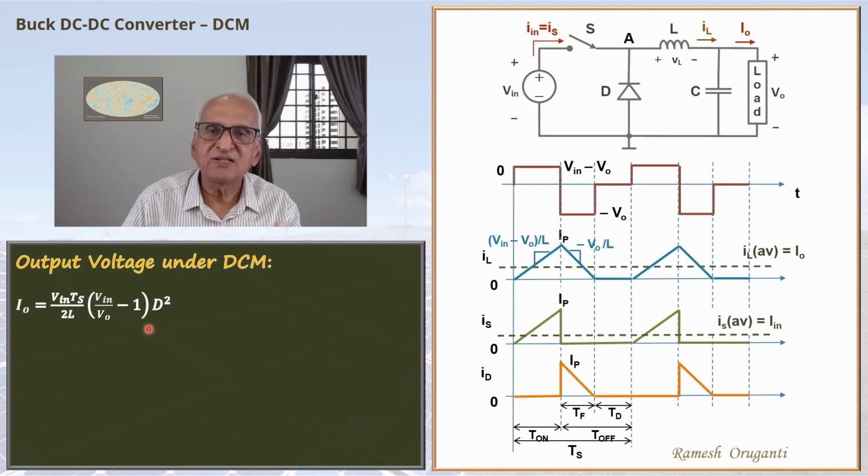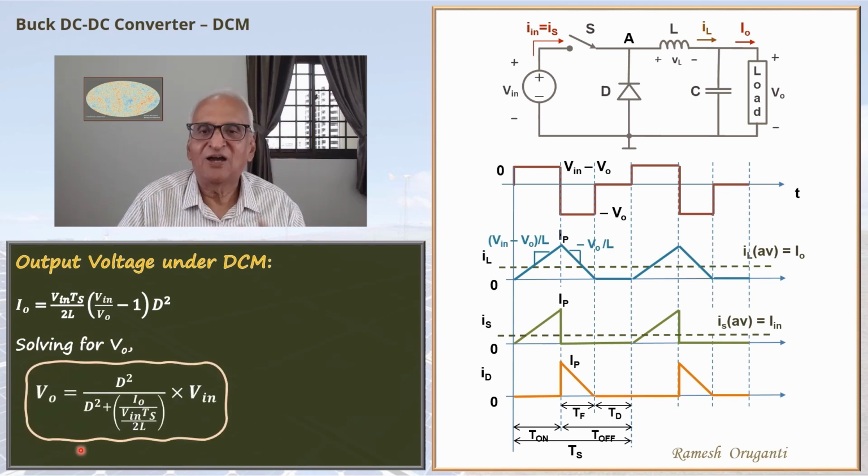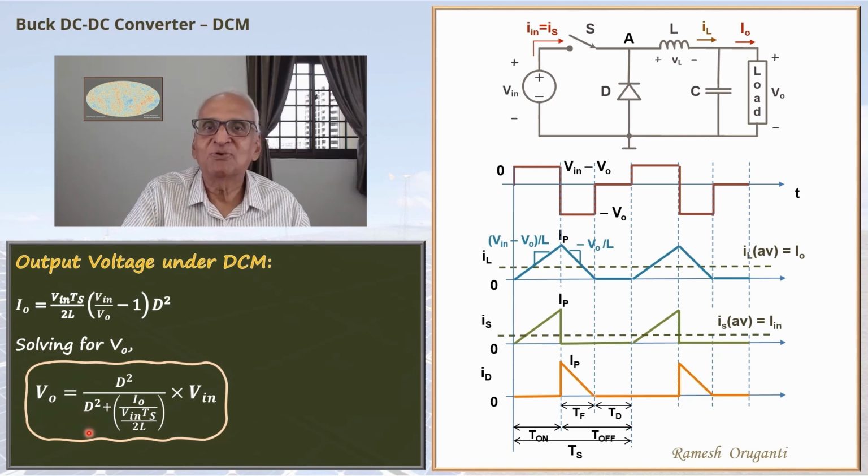I can rewrite this equation with V naught on the left hand side. That means V naught as the subject of the equation. You can take a piece of paper and do that. If it is done, then V naught will be d square by d square plus a term I naught by V in Ts by 2L times V in. Please try and rewrite that equation in this form. Finally, we have an equation for V naught.